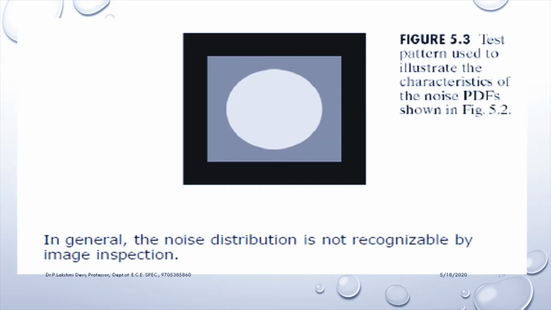As an example, a test pattern is used to illustrate the characteristics of noise and the probability distribution functions of noises. If you observe this particular figure, it consists of 3 different colors: black, some gray level, and white. In general, the noise distribution is not recognizable by image inspection. But still, in what way can we observe how noise affects these images based on its probability distribution functions? Let us see with these figures how we can guess which type of noise has affected a particular image.